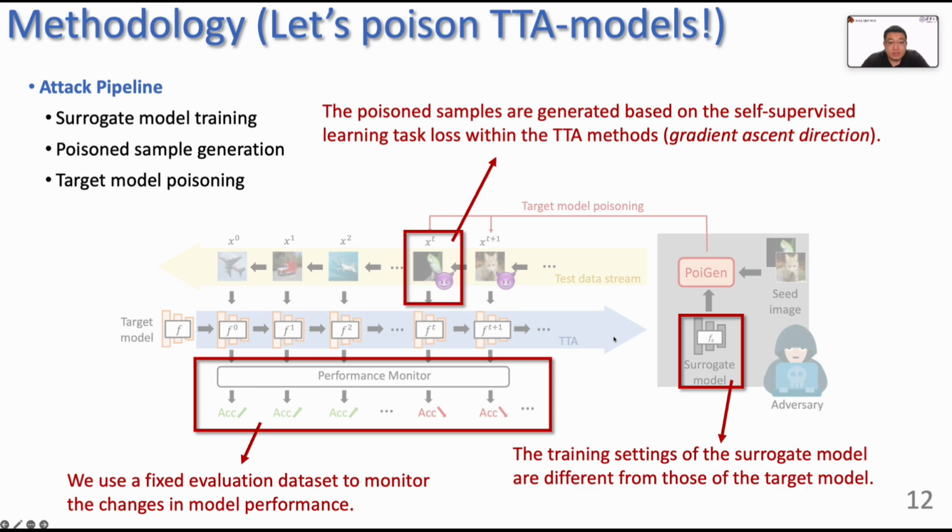For instance, the poisoned samples are generated based on the self-supervised learning task loss within the TTA methods, and the training setting of the surrogate model are quite different from those of the target model. We use a fixed evaluation dataset to monitor the changes in model performance.